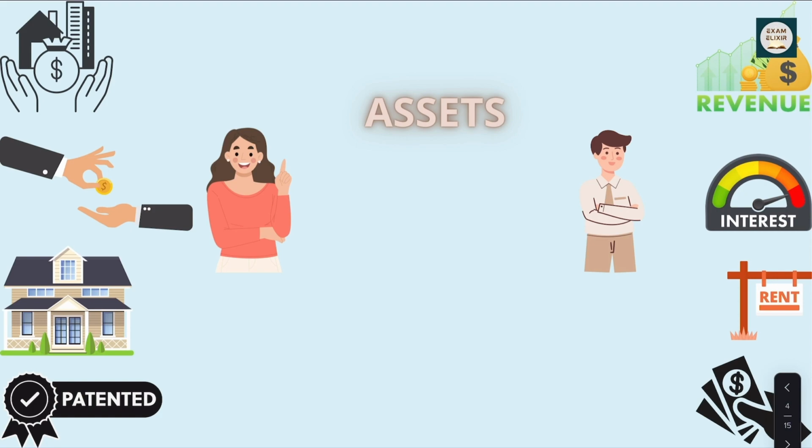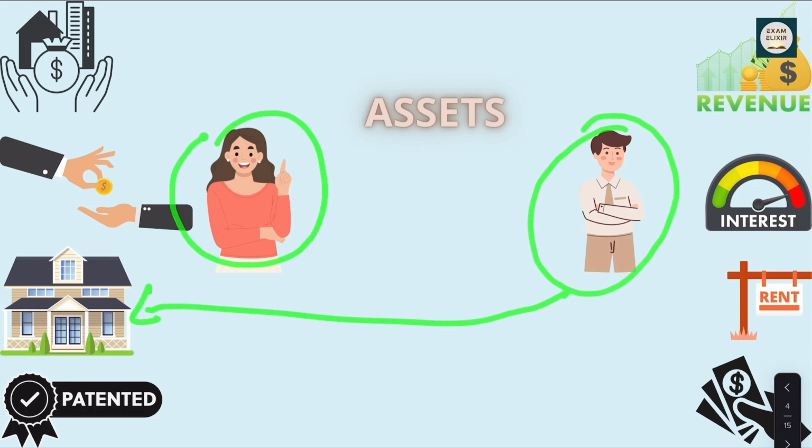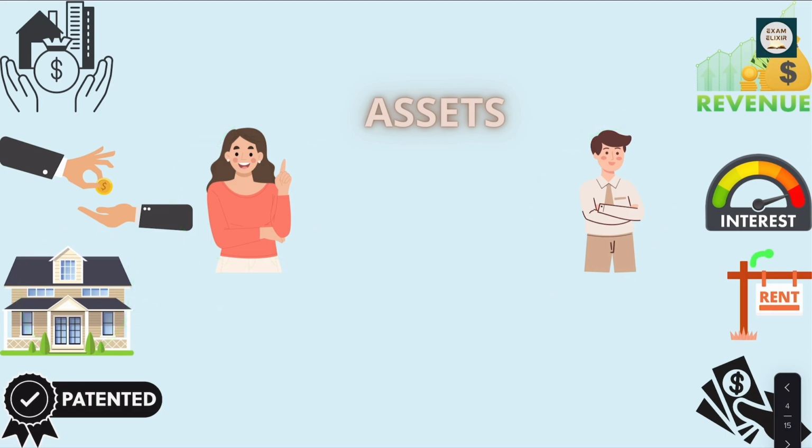Now let us take another example. Let's say this lady owns this house and she would like to give this on rent to this gentleman over here. Now this gentleman will have to pay some amount to this lady for using this house, right? And that is called as rent. And this rent is revenue which is paid to this lady for this house. Hence, this house becomes an asset to this lady.